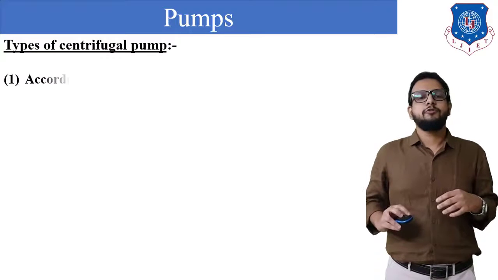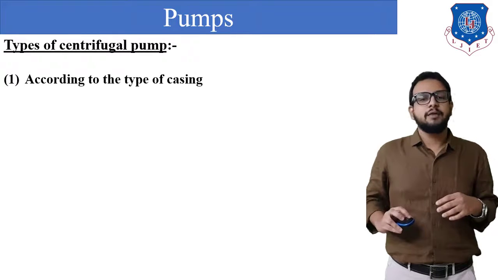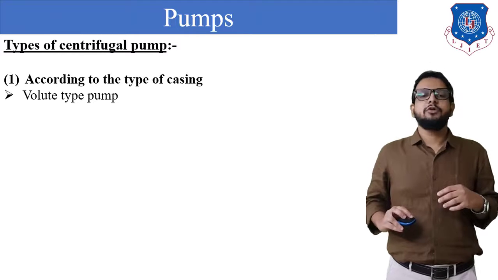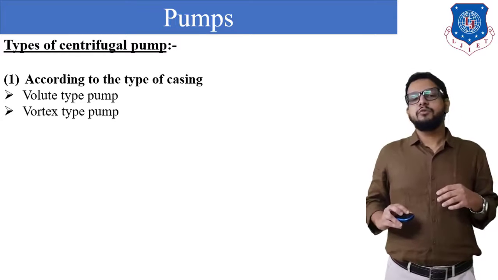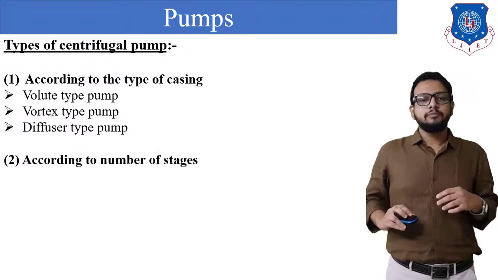Now, types of centrifugal pump. First, it is classified according to the type of casing. Based on that, the first type is a volute type pump, the second type is a vortex type pump, and the third one is a diffuser type pump.